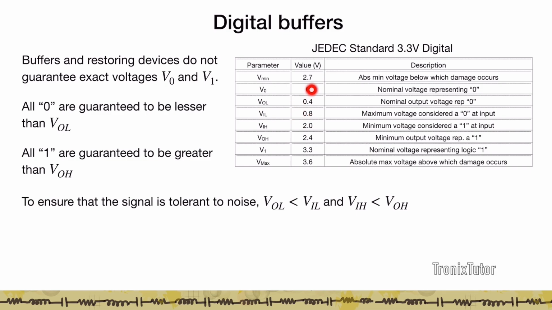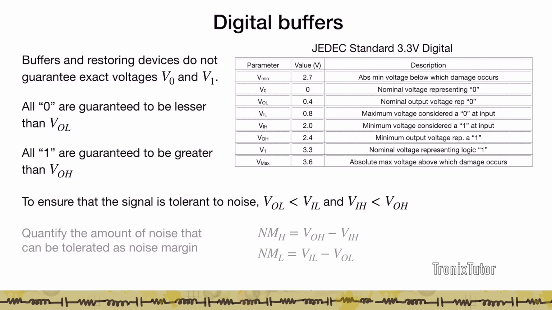And that's what happens in these design standards. You see that at the input, any voltage less than 0.8 is treated as a logic 0, right? Similarly, if you look at the input high, any voltage greater than 2 is treated as a logic 1. When we design these gates, we design them in such a way that the VOL is less than VIL and the VIH is less than VOH.